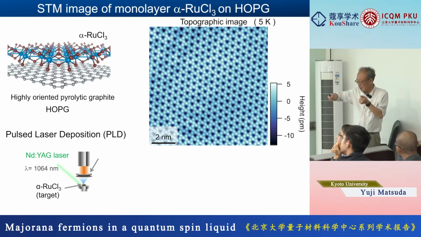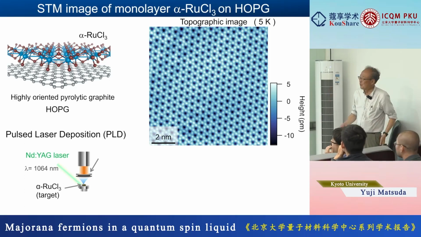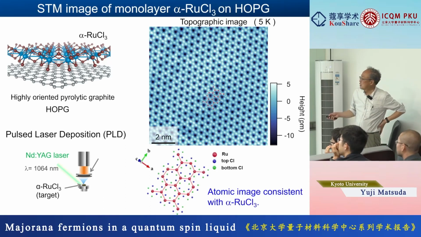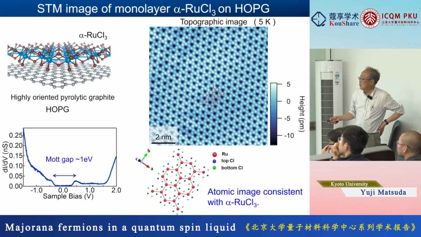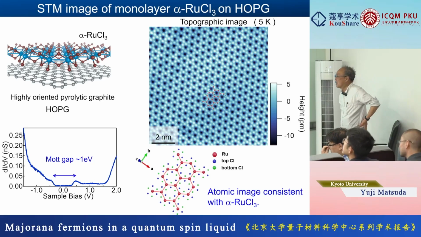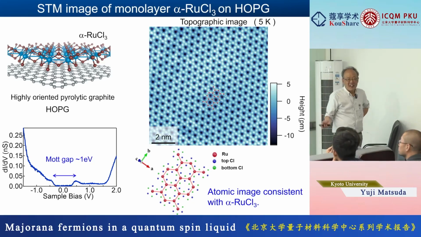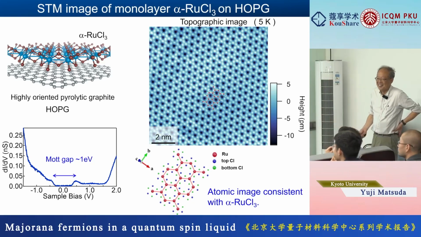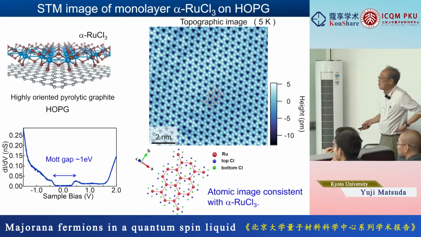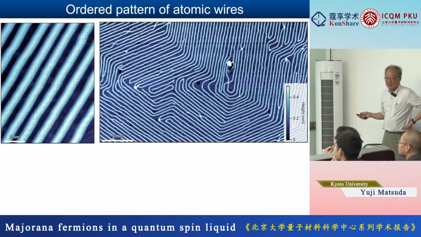Also, some group measured the growth of monolayer alpha RuCl3 by the Scotch tape method. This atomic image is consistent with RuCl3, and we observe a Mott gap of nearly 1 eV. But actually, we apply the magnetic field and we change the temperature, but nothing happens. But I would like to switch the subject.